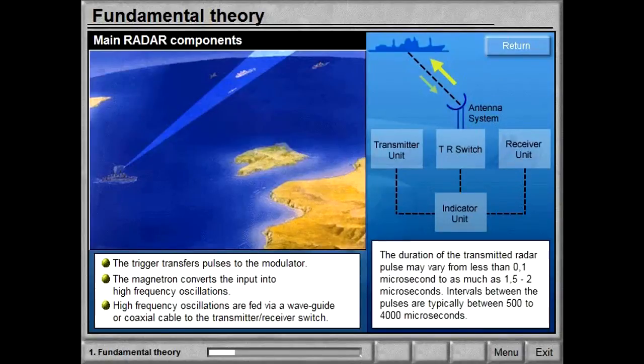The duration of the transmitted radar pulse may vary from less than 0.1 microsecond to as much as 1.5 to 2 microseconds. Intervals between the pulses are typically between 500 to 4,000 microseconds.